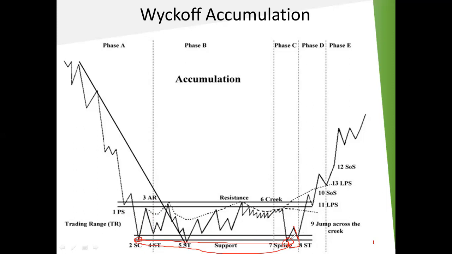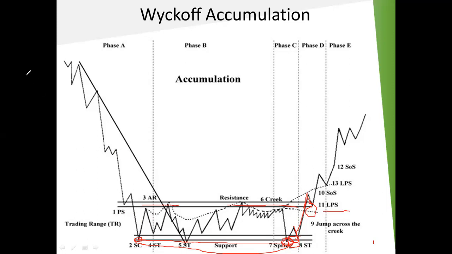It checks whether there is smart money interest or retail traders' interest to take this market down. After the spring, there would be a test, and we would see acceleration of price towards the resistance, which is the high of the automatic rally or automatic reaction, whatever you name it. After that, we will see a breakout. Then there would be a pullback, which would act as a last point of support.